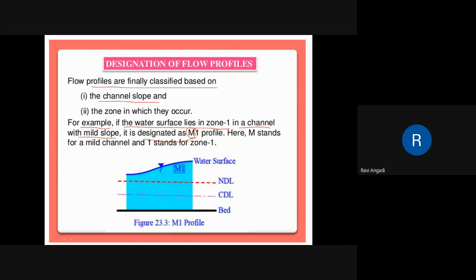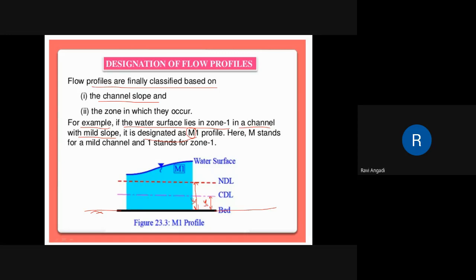So this is the channel in which the water is flowing. This is the bed of the channel. Then you calculate the critical depth. You have equations to calculate the critical depth, and according to that, the critical depth is lying at this distance. Let us call this YC, the critical depth. And the normal depth line is lying here, YN.